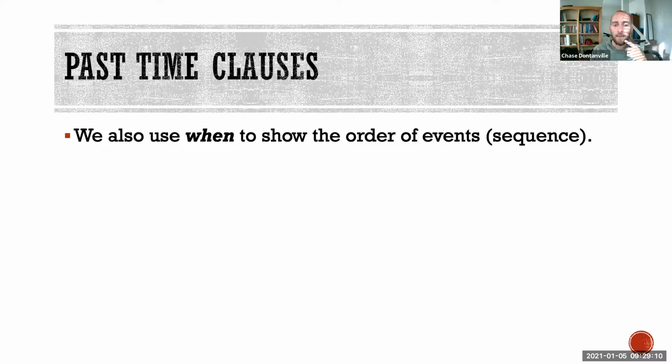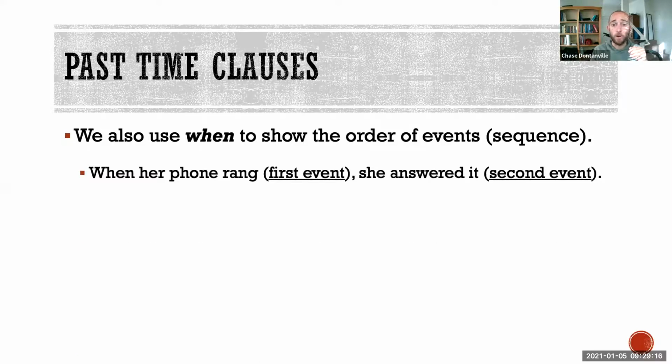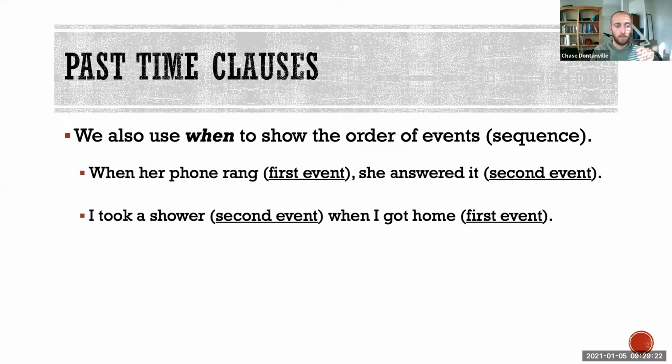We also use when to show the order of events or the sequence. So when her phone rang, first event, she answered it, second event. I took a shower, second event. When I got home, the first event. Okay, so this shows us what happened first.